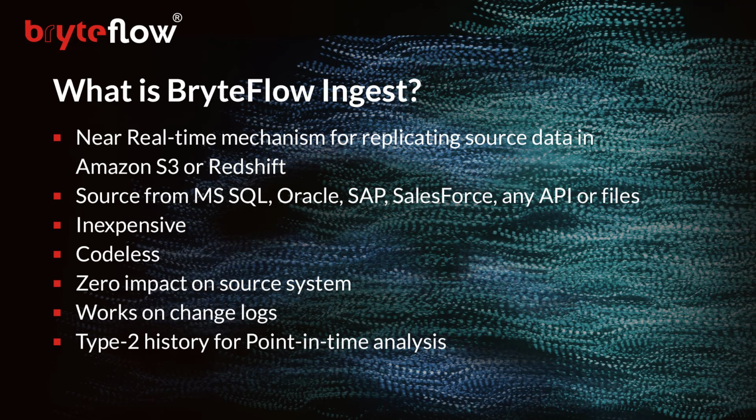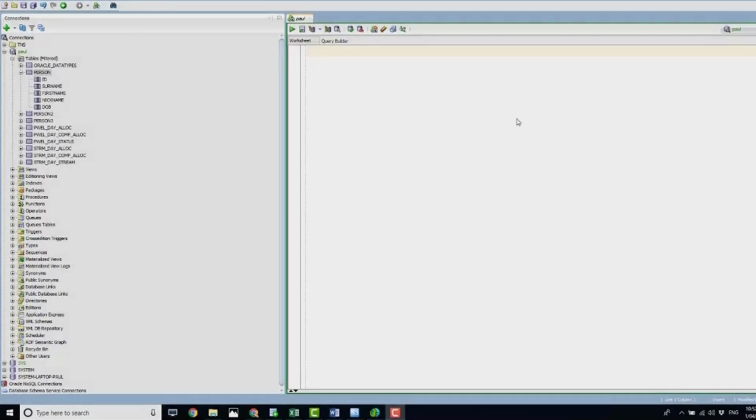Okay, so what is BryteFlow Ingest? Well, it's a near real-time mechanism for replicating source data into Amazon S3 or Redshift. We can source from MS SQL, Oracle, SAP or Salesforce. It's inexpensive, codeless, and has zero impact on source systems as it works off the change logs. The data is untransformed, basically a complete replica of source, and it also has point-in-time information which allows you to do point-in-time analytics.